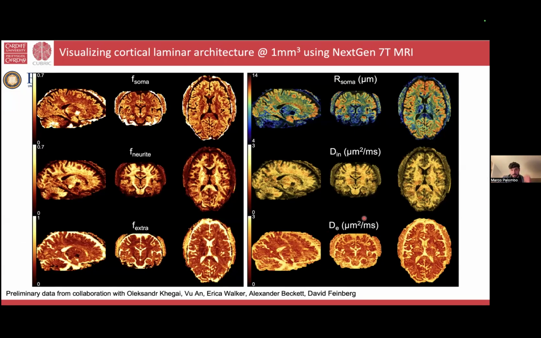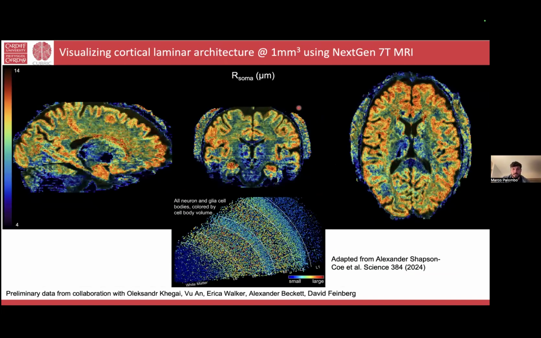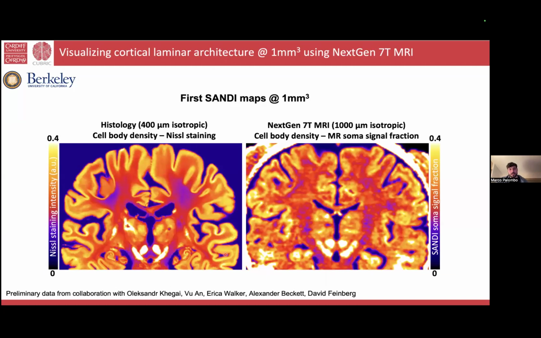So here you see the results. These are the SANDI maps, the density of cell bodies, and this is a map of the soma sizes. The maps look really, really good and interesting. In particular here, I recall this image was shown earlier this morning. You can appreciate the cortical characteristics of the cell body size that seem to mirror what we know now from electron microscopy. And this is a direct comparison with the cell body density from the BigBrain. You can see the striking similarity, especially in the hippocampus and the deep gray matter.